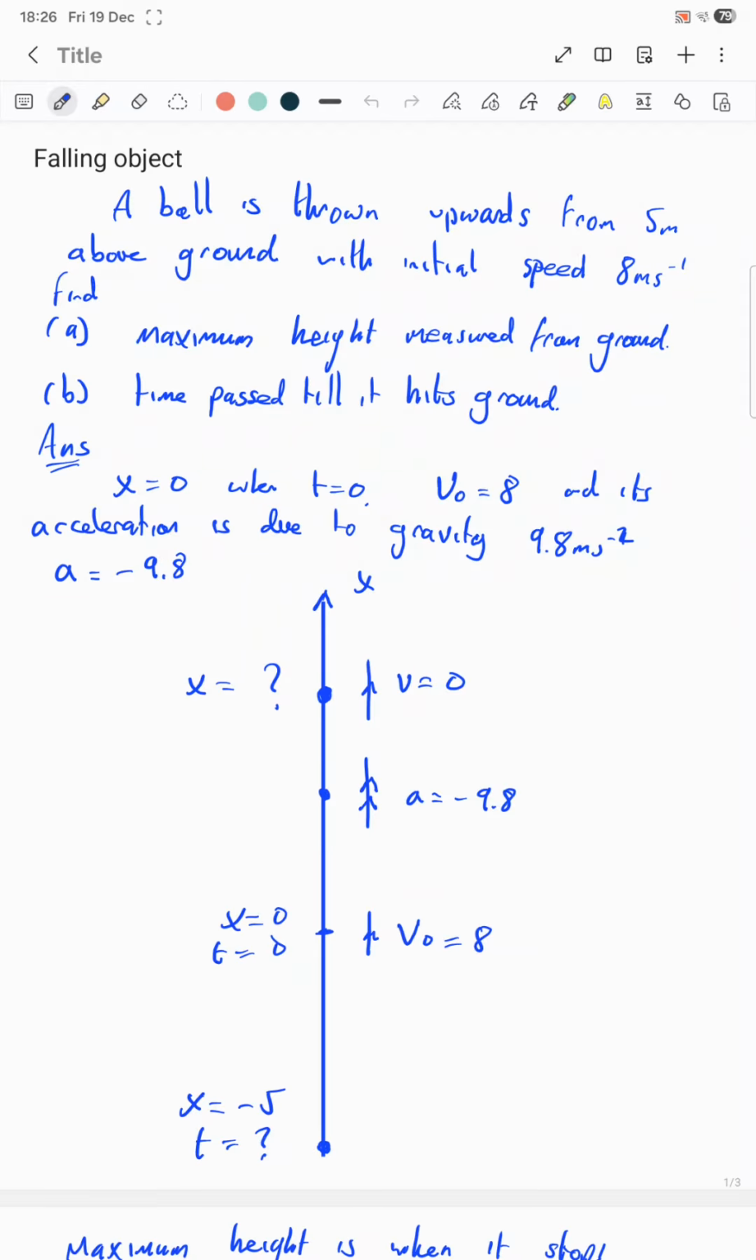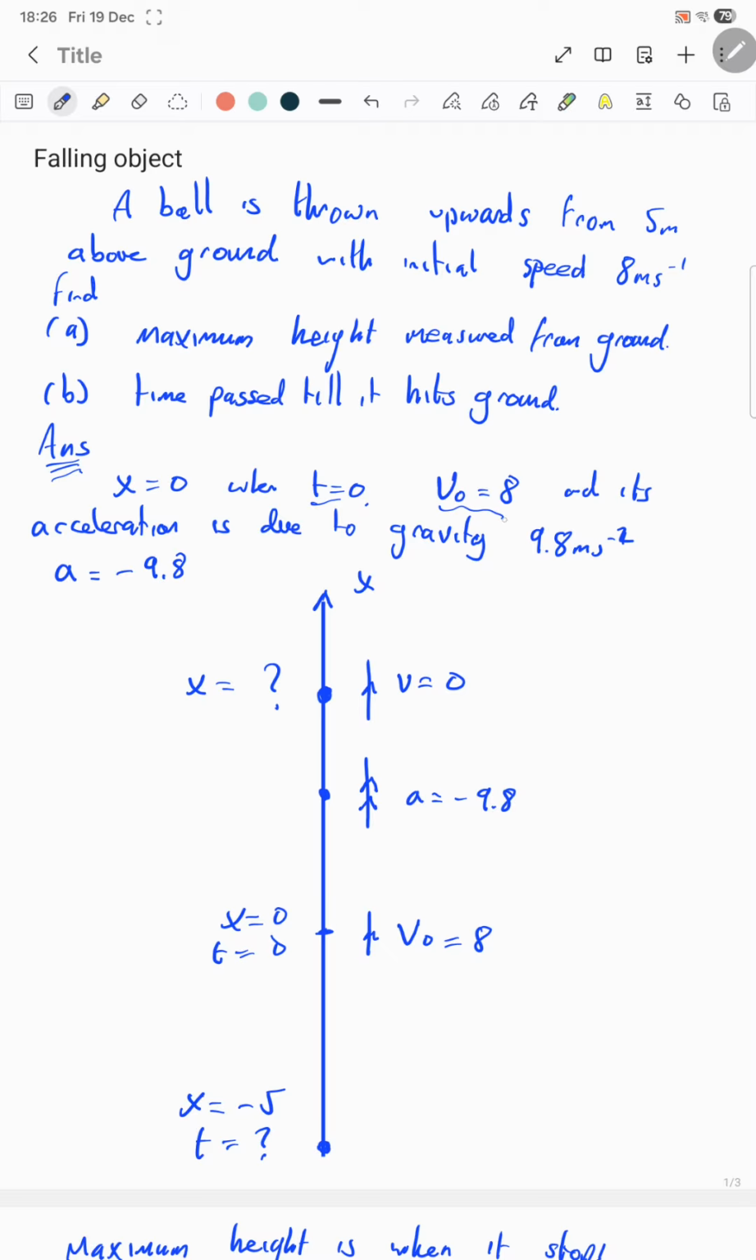This is another dynamics problem. It involves a ball that is thrown upwards from 5 meters above the ground with an initial speed of 8 meters per second. Now we find A, the maximum height measured from the ground, and B, the time passed until it hits the ground.